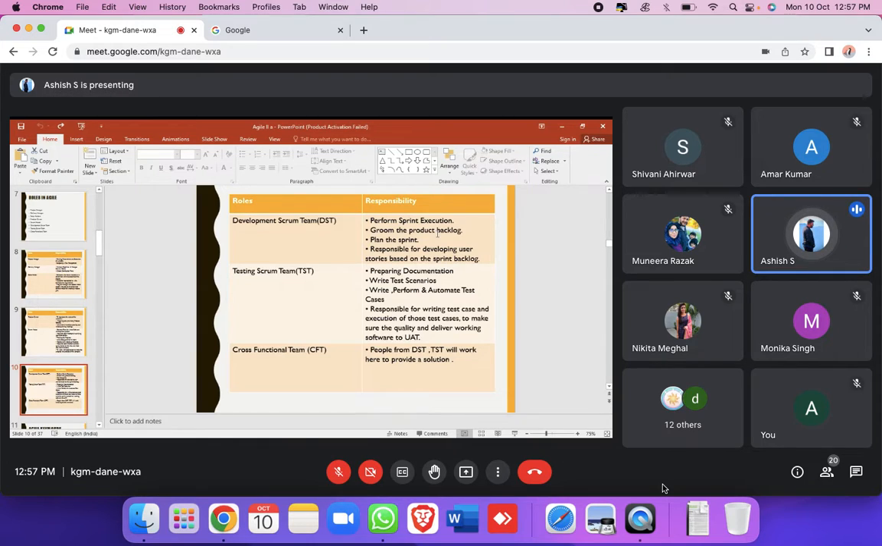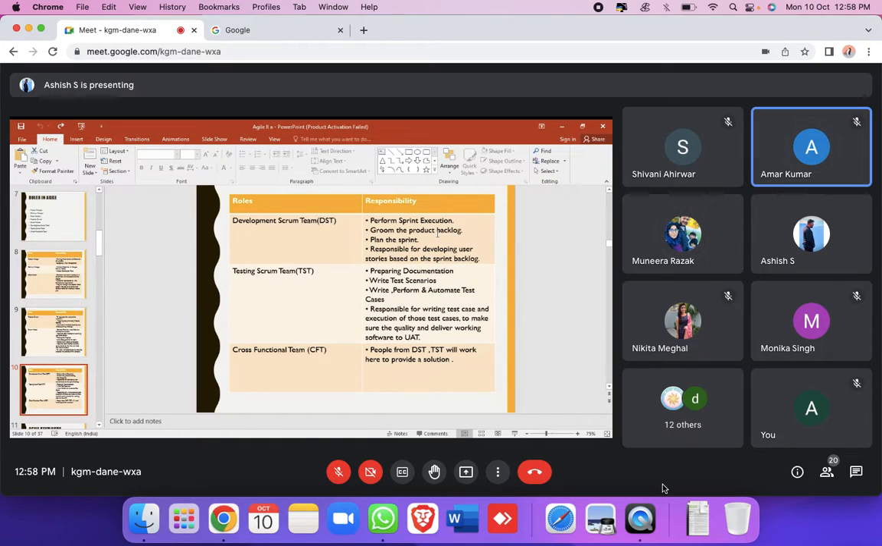Then the next one is your testing Scrum team. What will the testing team do initially when they get the requirement? They'll analyze the requirement, correct? Then they'll start writing the test scenarios. Then the scenarios have to be converted into test cases. Then execution, manual testing or automation testing, everything. Then once the application is stable, UAT testing. Then move into production. Everything will be done by the testing team.